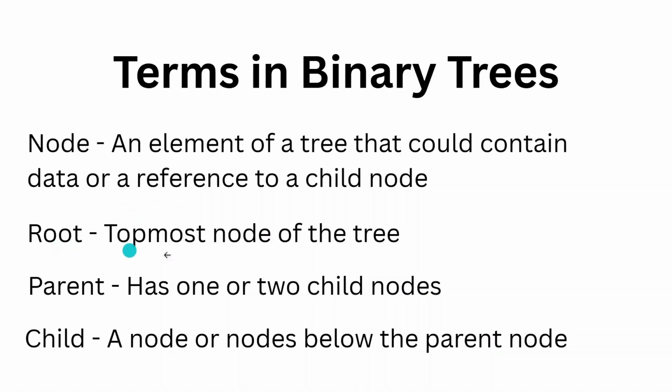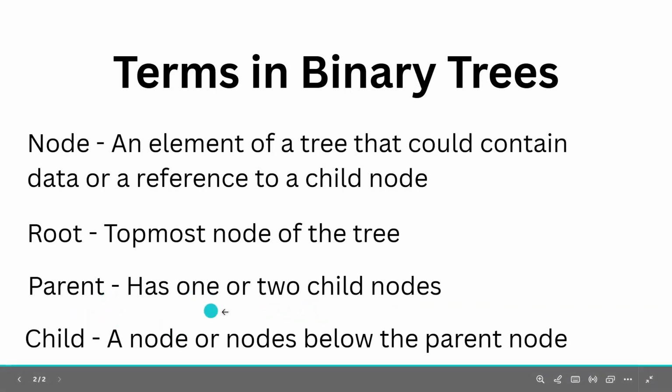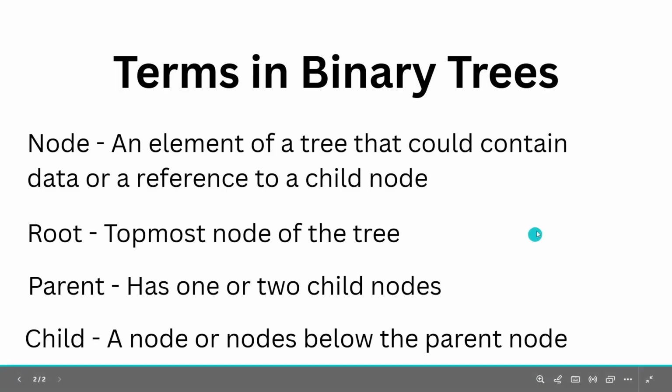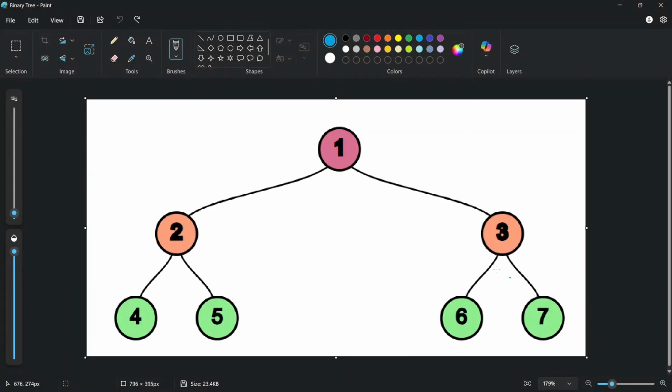Root. It is the topmost node of the tree. It is the highest part of a tree. Another term you may encounter is parent. Parent has one or two child nodes. Next, a child node. It is a node or nodes below the parent node. So, let us now see what these terms are within an actual binary tree.